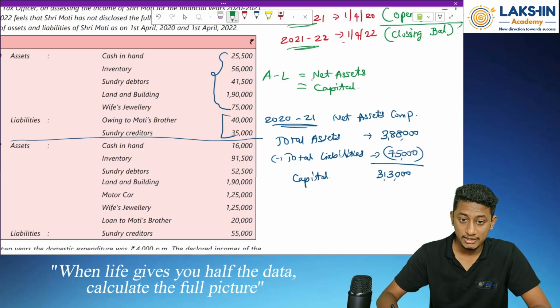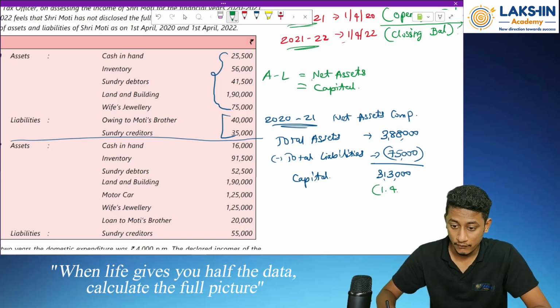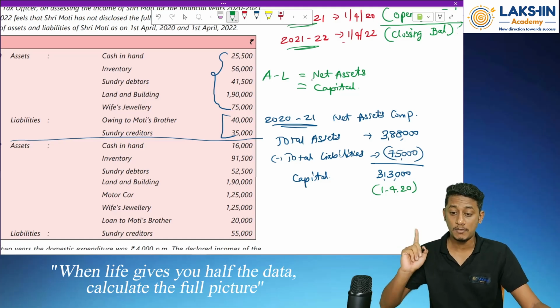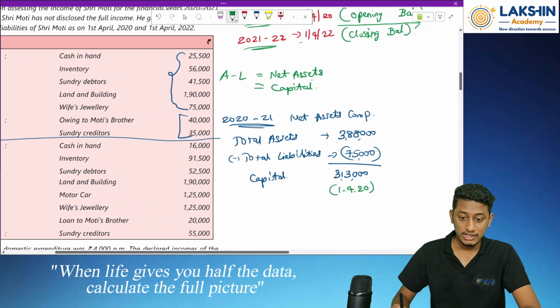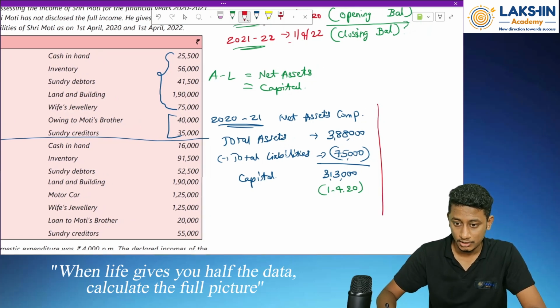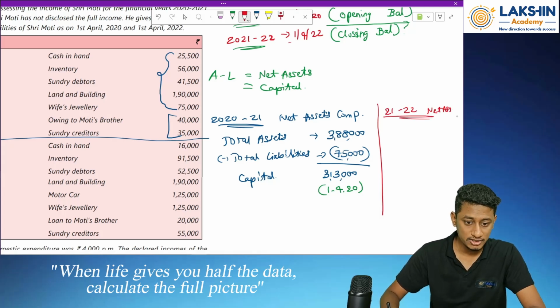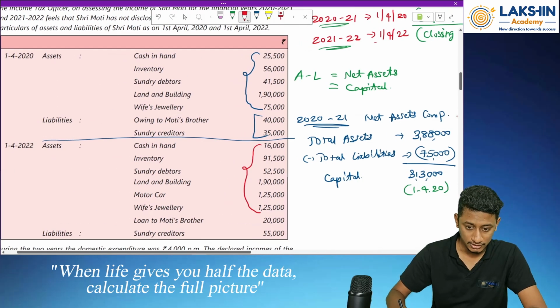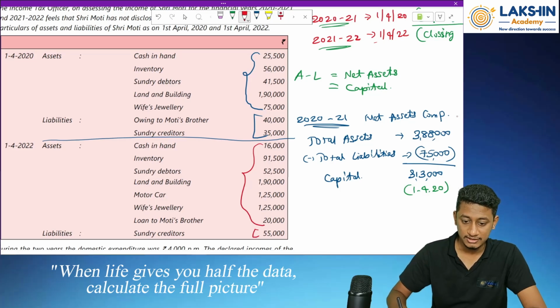This capital is on what date? This capital is on 1/4/20. Remember this, okay? The capital value whatever we have got is from 1/4/20. Then for the next part, that is for the second year, 21-22, again net assets. So again total assets, how much? Let us see. So till here will be my assets, right? No, till here, sorry. Till this part it's assets. This is the liability part. Fine.